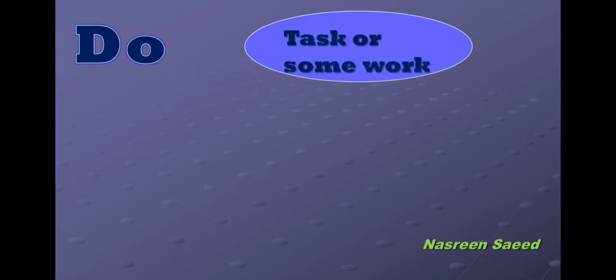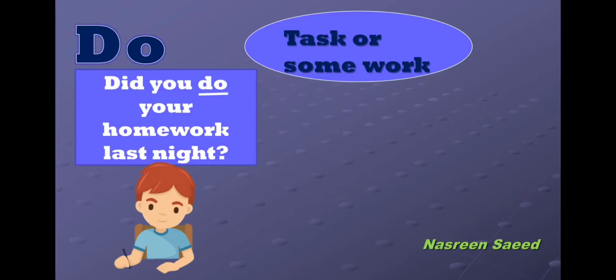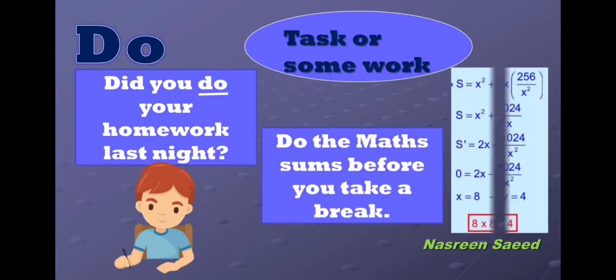Well, we are going to learn the use of do. D-O, do. Now, where do we use the word do? We use do when we talk about a task or some work. So, when we have to do some work or some task, we use the word do. Like, did you do your homework last night? So, here the word do is specifying homework किया था. The next example, do the math sums before you take a break. So again do, math sum करना है, do. Okay, so where do is used when we talk about a task or some work, जब कुछ काम करना है.